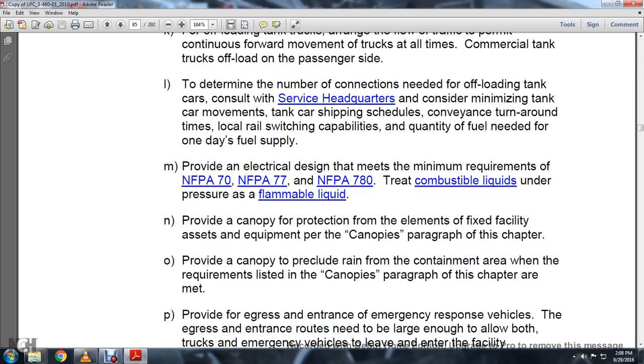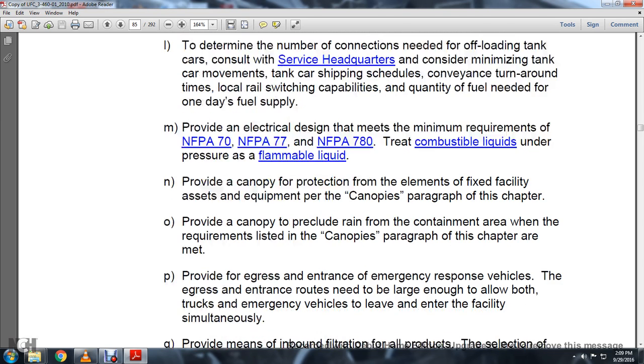Provide an electrical design that meets the minimum requirements of NFPA 70 and 77. Treat combustible liquids under the pressure of the flame as a flammable liquid. Provide canopy protection for the elements, fixed facility assets, and equipment per the canopies paragraph of this chapter, to protect the containment area from rain within the requirements listed in the canopies paragraph of this chapter.